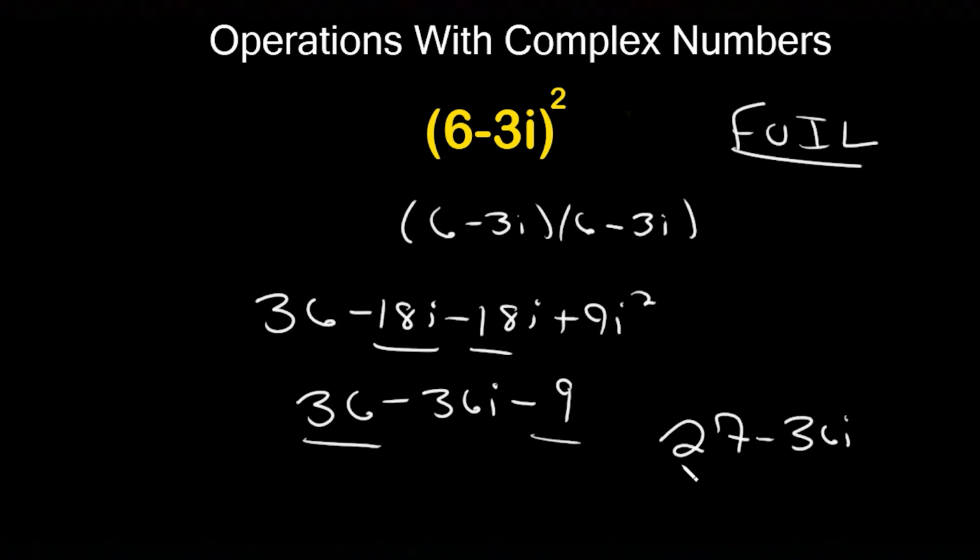And again, here's my real part. Here's my imaginary part. I can't combine them. That is a complex number. I'm done. I'm going to go ahead and box it in. All right. Okay, let's try one more example.